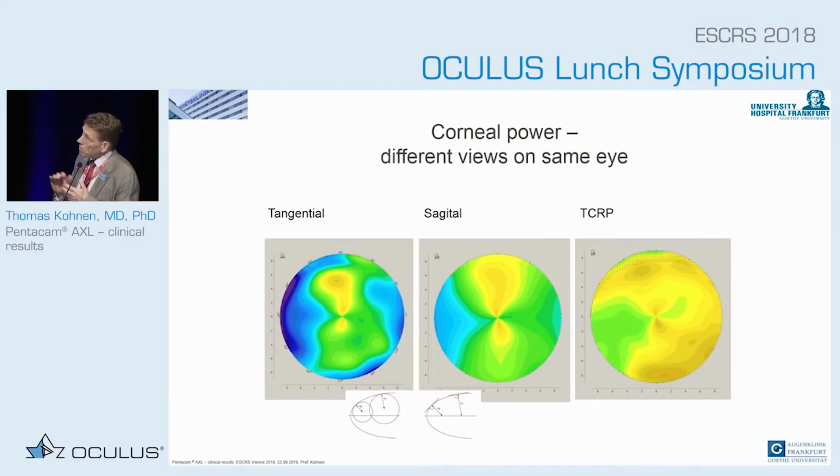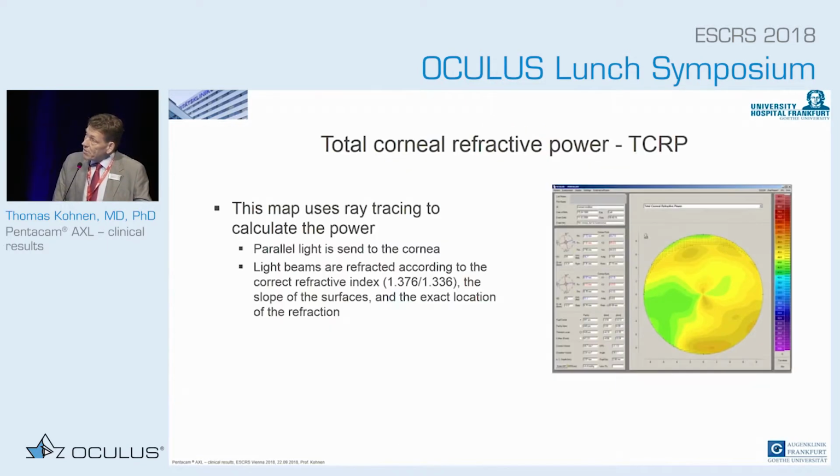You see here a corneal power map, different views of the same eye: tangential, sagittal, and total corneal refractive power. And the main thing is, on the right side, you take into consideration also the posterior surface and the anterior surface, of course, like in the two on the left side.